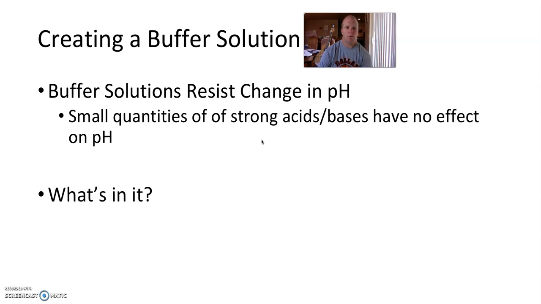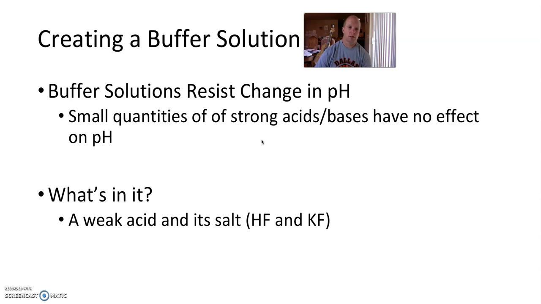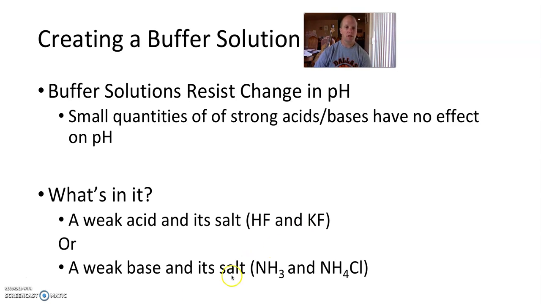So how do we do that, and what's in it? Well, here's the deal. Buffer solutions contain a weak acid and its salt. For example, hydrogen fluoride, or hydrofluoric acid, and potassium fluoride. This F here is the conjugate base. And since potassium fluoride is highly soluble, when we put that in solution, this K here basically becomes a spectator ion and doesn't really participate in any kind of reaction. The other thing we could do is make a buffer solution with a weak base and its salt.